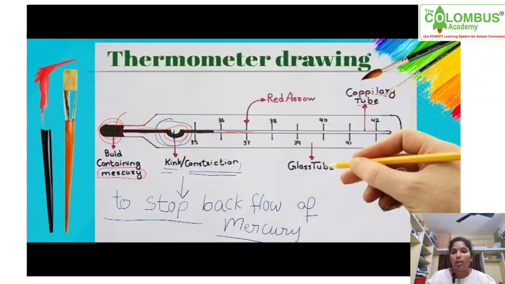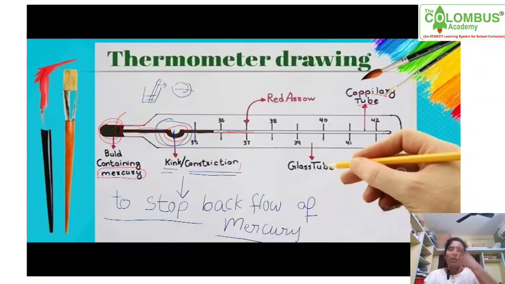And you may have a doubt that, ma'am, in this we are having a kink, but whatever diagrams you showed for the laboratory thermometer, we don't have a kink. Why? Because in a laboratory thermometer we will measure the temperature directly. If it is a vessel, we will insert the thermometer and measure directly. So no need to remove the thermometer out to measure. So we don't require any kink in the laboratory thermometer.